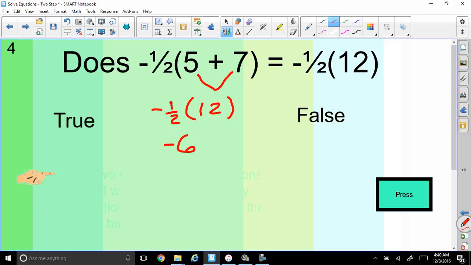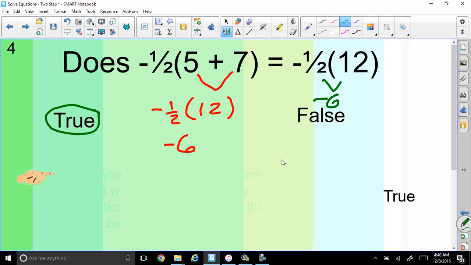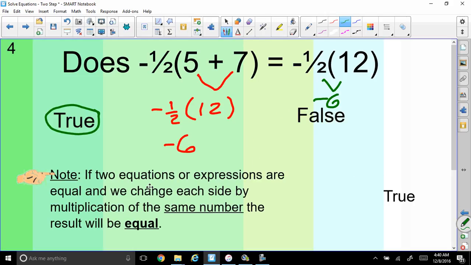And hey, this is the same thing that I have written over here. So since this is the same thing, I'm going to say yes, that's negative 6 also, and that is also going to be true. So this time it looks like we multiplied by a fraction. So we multiplied by negative half. So it's the same thing on both sides. So if we have two equations or expressions that are equal, and we change each side by multiplication of the same number, the result will also be equal. So if we multiply both sides by the same thing, we're not going to change our answer. It's going to be the same on both sides.